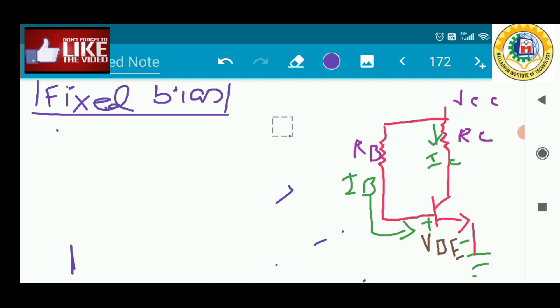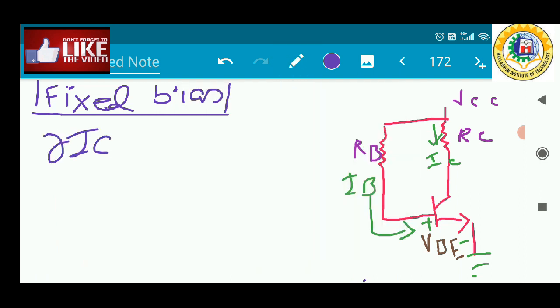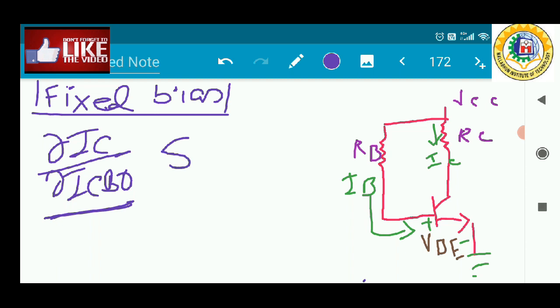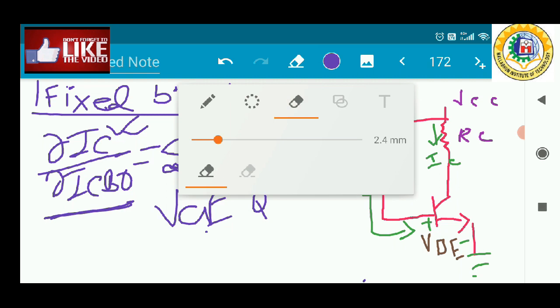Out of these three, I have already said that the change in IC with respect to ICBO is much higher. That is represented by S, the stability factor. So we will try to reduce this stability factor so that we get a more stable output. As we get a more stable output, IC will be stable, and VC will be stable as well. So that's why we get a stable Q point. That is our main discussion agenda today.